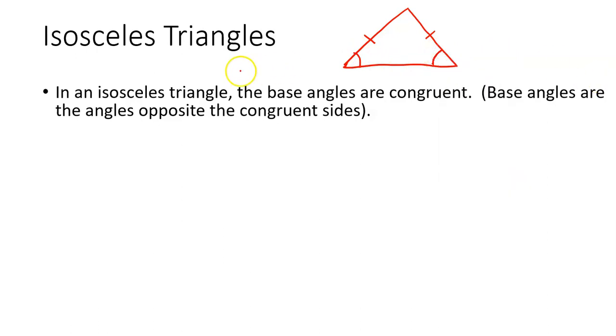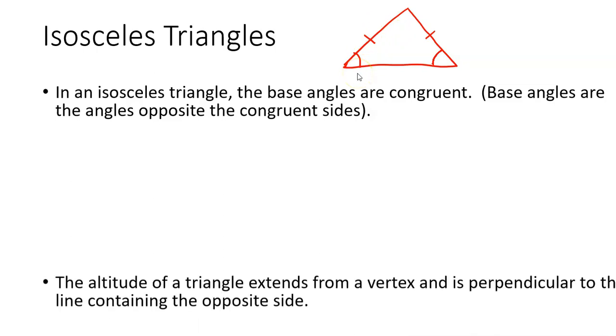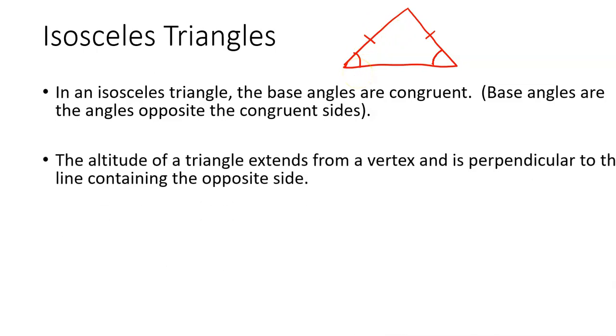So if you follow across, right, here's the angle, there's a side that's opposite the angle, here's the other angle, then there's a side that's opposite the angle. So in an isosceles triangle, base angles are congruent and opposite sides are also congruent. That's what an isosceles triangle is. Now, in an isosceles triangle, the altitude goes from the vertex and is perpendicular to the line containing the opposite side. Now, we use that language very specifically.